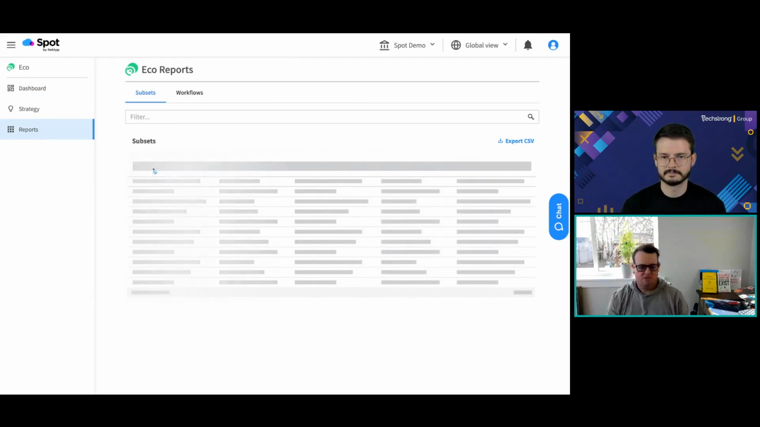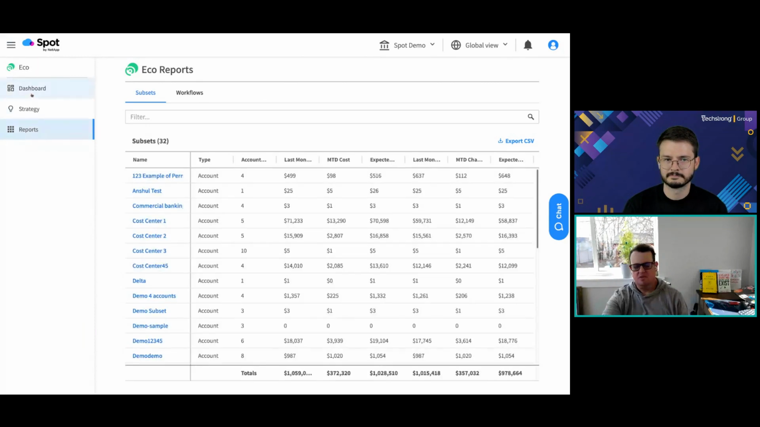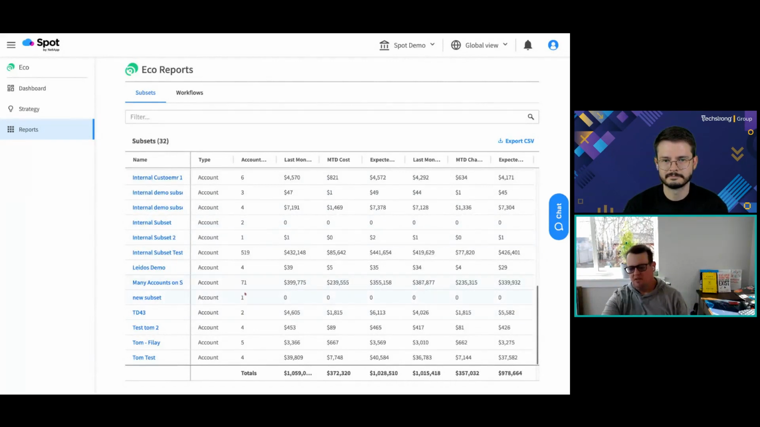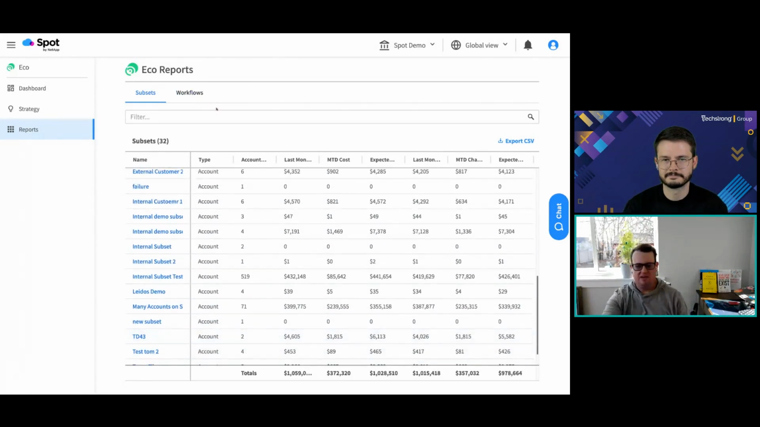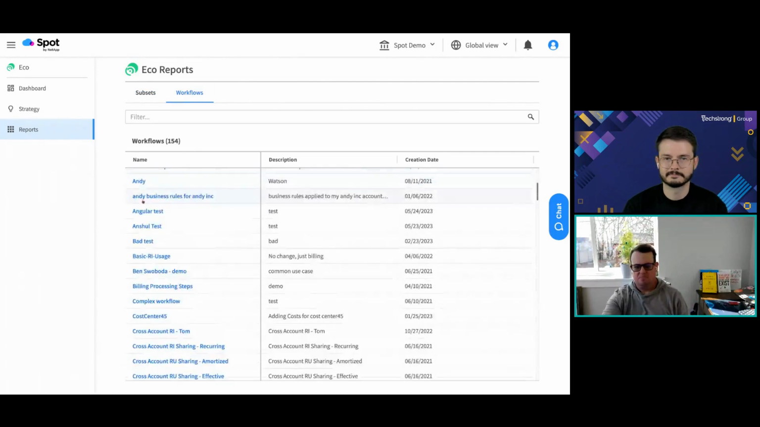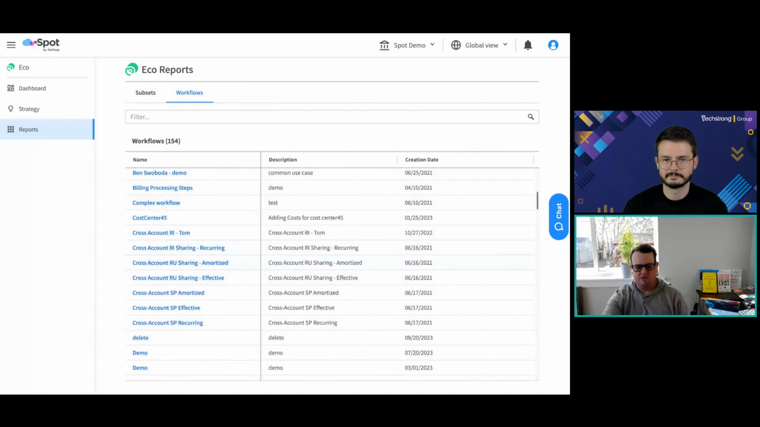Reports. These are the reports I was talking about where we can go in and do the chargebacks. This is going to take a minute to load. We've got about 10 minutes left, and I want to save time for questions. But here is an example of some subsets. You can see where I have set up cost centers and demos of chargebacks, how I'm spending that, and the workflows we've set up for some automation.